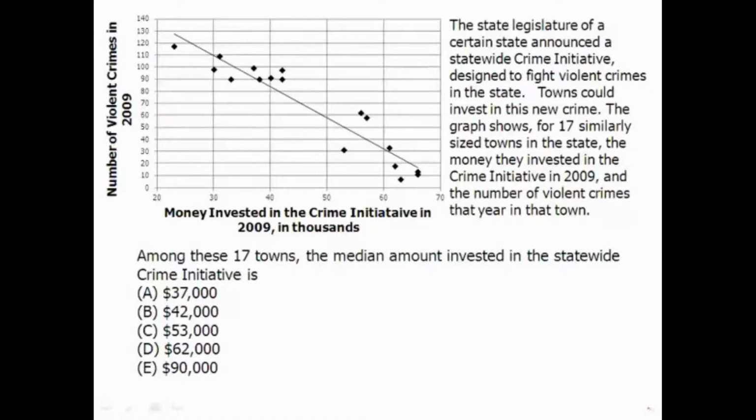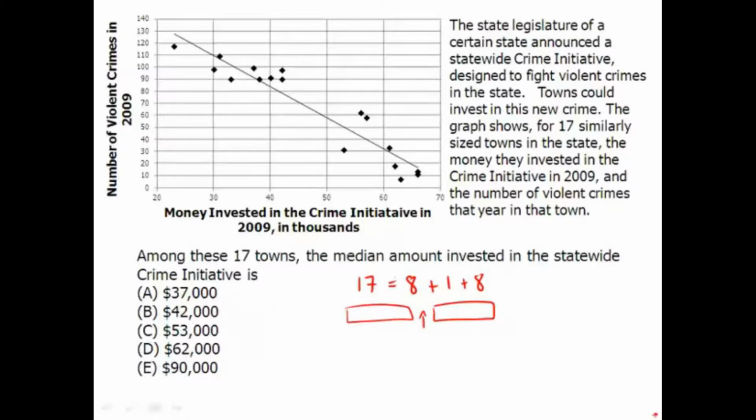Among these 17 towns, the median amount invested in the statewide crime initiative is. Well, first of all, let's think about this for a second. We have a set of 17 numbers. 17 equals 8 plus 1 plus 8. That's one way to think about it. So it means that we'd have 8 numbers, and then the median, and then 8 numbers. That's what the split would be.